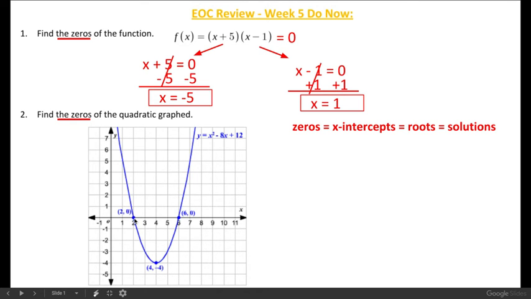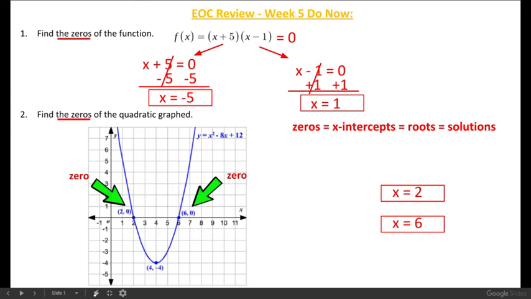And so as you can see, it's right here at that point, 2, 0. So that's one of our roots. That's one of our solutions. 6, 0, that's one of our roots. That's one of our solutions. So the answers are x equals 2 and x equals 6.